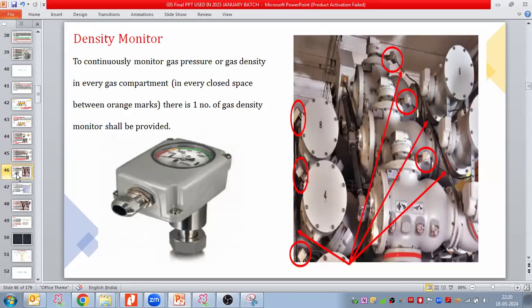So the next fitting is the density monitor fitting. Here I have taken a site photo, in which you can see the density monitor fittings. So this is the density monitor fitting. To continuously monitor the gas pressure or gas density in every gas compartment, meaning in every closed space between the orange marks, one gas density monitor shall be provided.